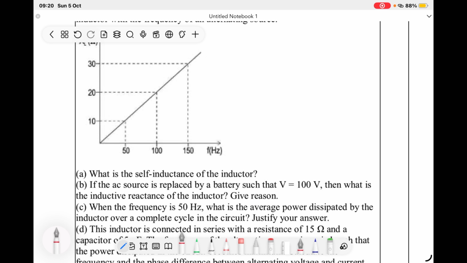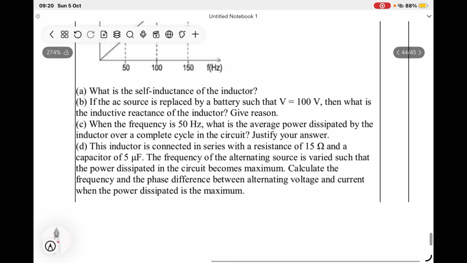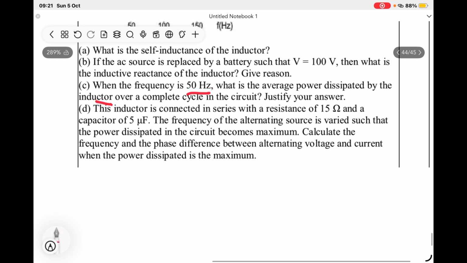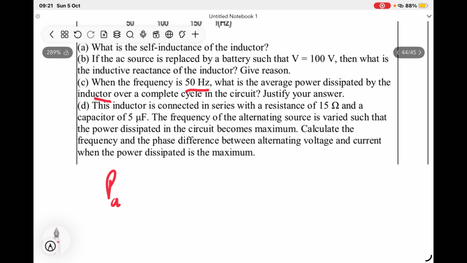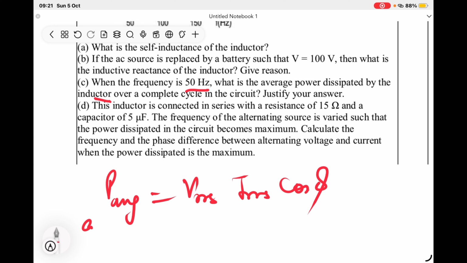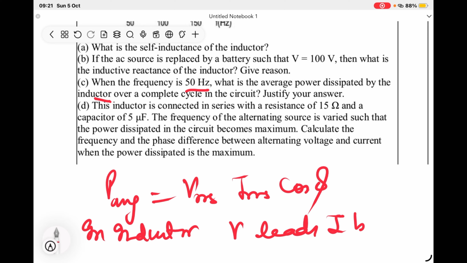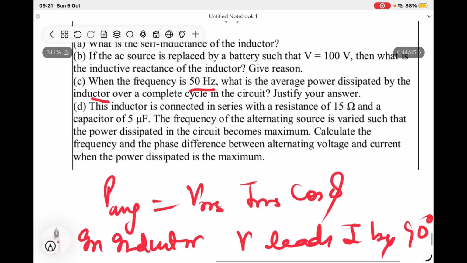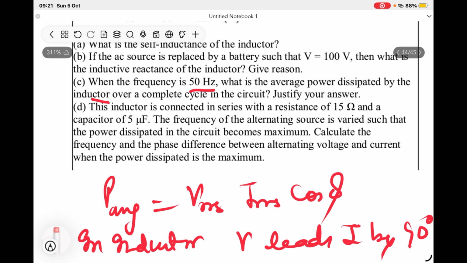Let's see the third part. When the frequency is 50 Hertz, what is the average power dissipated in the inductor over a complete cycle? Average power's formula is Vrms Irms cos phi, and in an inductor voltage leads current by 90 degrees and cos 90 is 0. So the average power dissipated over a full cycle is 0. When it is simply one inductor, your answer is 0 here.